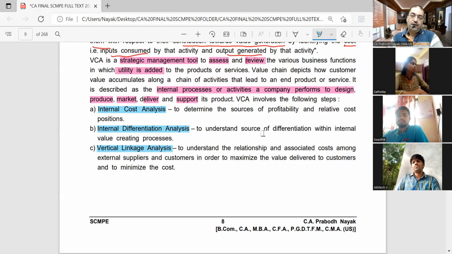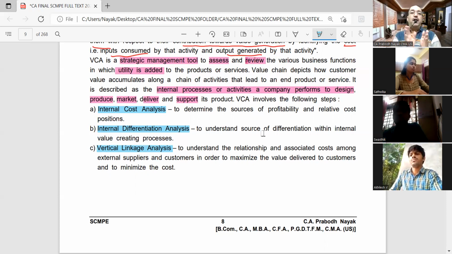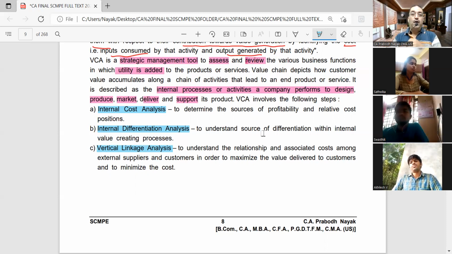Internal cost analysis: what is going on in my production facility, at my factory, at my office, at my company? What are the various costs incurred, and how do they contribute towards profit? Everything I am trying to relate to profit. How is it going to add to my profit, and how is it going to contribute to my value? That is internal cost analysis.